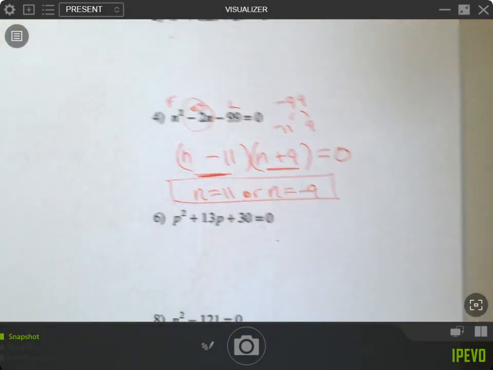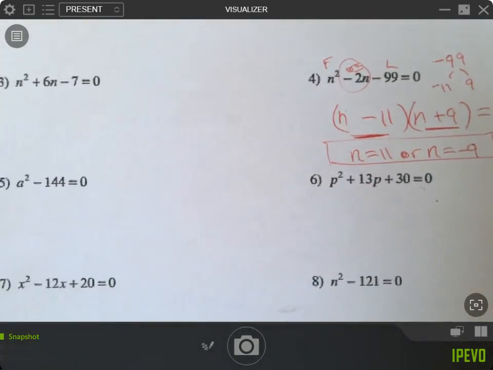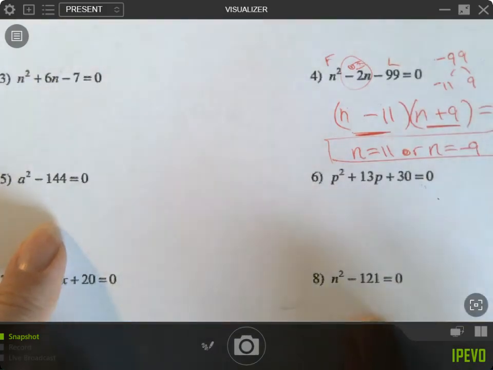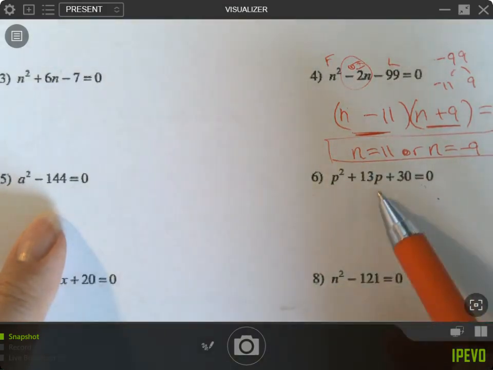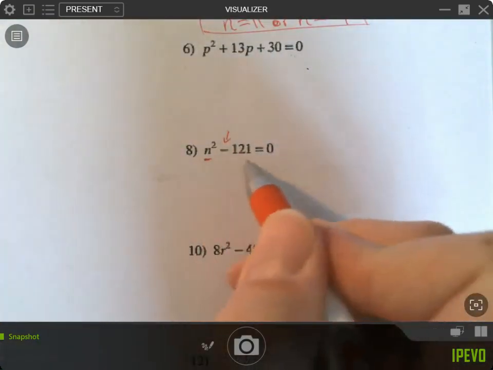Okay, what's different about number 5 and number 8 compared to what we just did? Look at 5 and 8. What's different about these two? I only have 2 numbers. What number is missing? That middle one, right? Like here we have a P. Here we have an N. Well, this is called a difference of squares because they are both perfect squares.